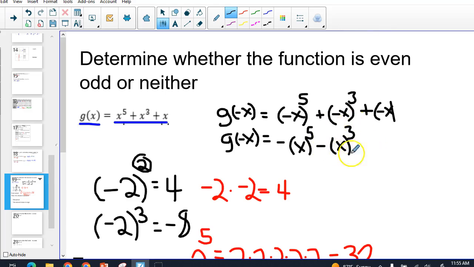Since our power is odd, the solution will keep the sign. And -x is just -x. Now, let's compare our answer here with our original. So when I plugged in -x here, negative. See how all of the signs turned from positive to negative? That is telling us that if I plug in -x, I get the same function back, but negative.